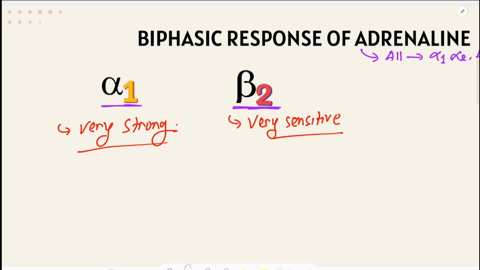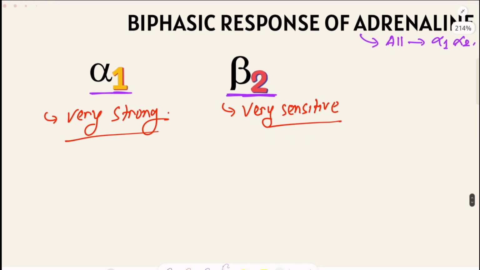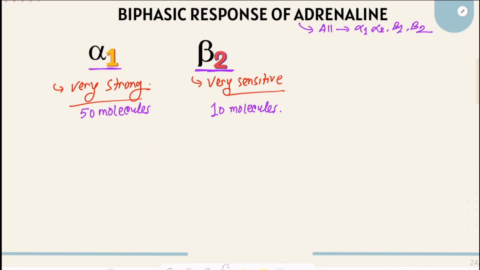As beta 2 is very sensitive, suppose beta 2 gets stimulated when there are only 10 molecules of adrenaline. Whereas the alpha 1 receptor needs at least 50 molecules of adrenaline to get stimulated. Now, what will happen after administering 100 molecules of adrenaline intravenously?